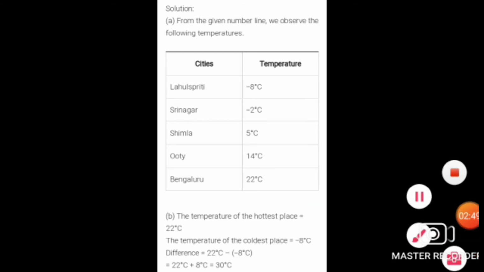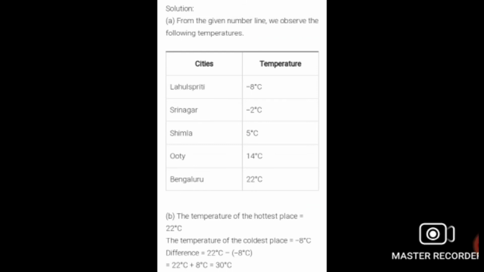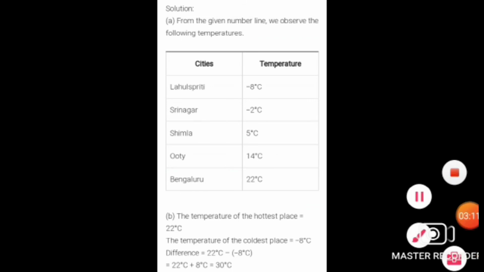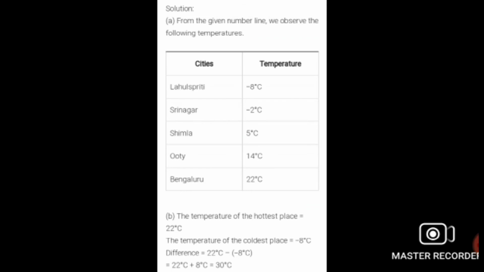Next we have to find out the difference. 22 degrees Celsius minus, already in the cold place we have a minus sign, so minus 8 degrees Celsius. In the next step we have to find out the difference. First number you can write as such, that is 22 degrees Celsius. Then we have two negative signs. So minus into minus becomes plus. So 22 degrees Celsius plus 8 degrees Celsius. Now we have to add these two integers. When we add, we get the answer as 30 degrees Celsius.